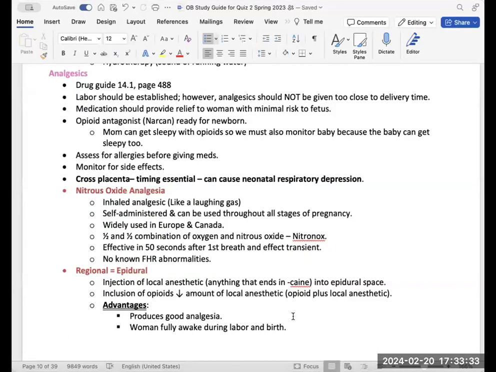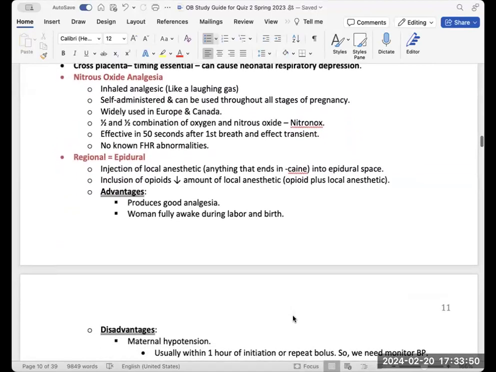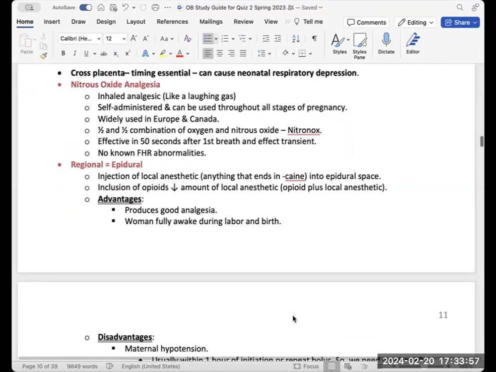So when the mom gets sleepy, when we're giving them an opioid or an epidural, the baby can get sleepy too. That's why we're trying to understand the importance of giving the medication not too close to delivery time, because that can cause suppression and things like that. Okay. And we need to monitor the baby. And we can't do that, right, if she's in the middle of the labor process and starting to pass out and that baby's coming down. That could be very scary.